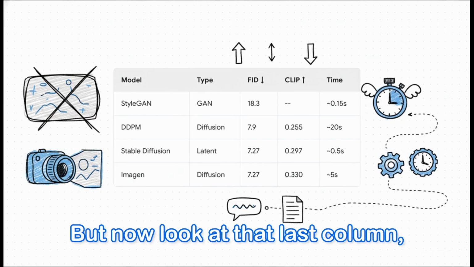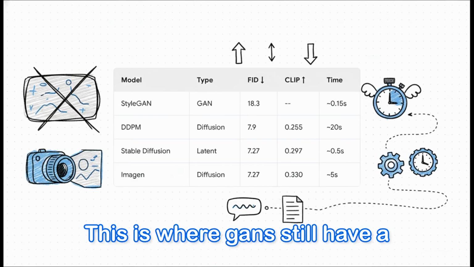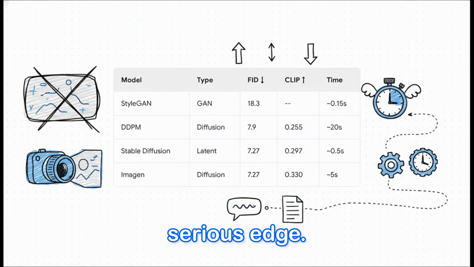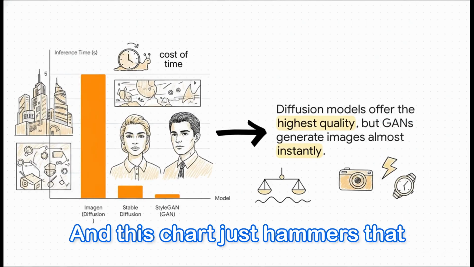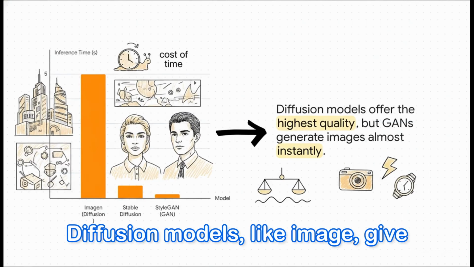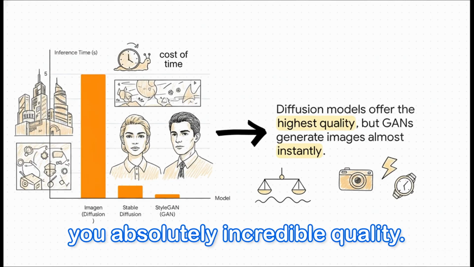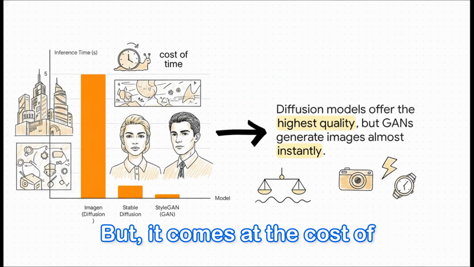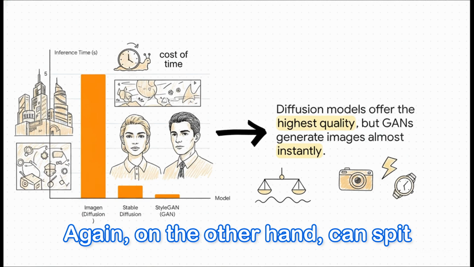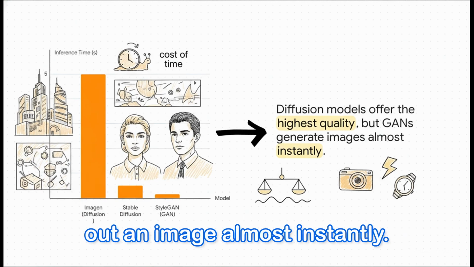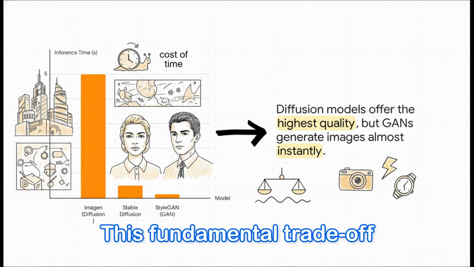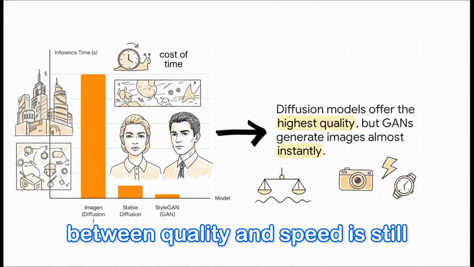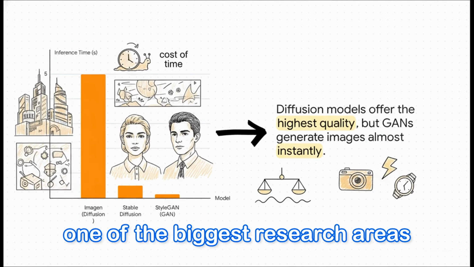But now look at that last column, inference time. This is where GANs still have a serious edge. And this chart just hammers that point home. Diffusion models like Imagen give you absolutely incredible quality, but it comes at the cost of speed. A GAN, on the other hand, can spit out an image almost instantly. This fundamental trade-off between quality and speed is still one of the biggest research areas in AI today.